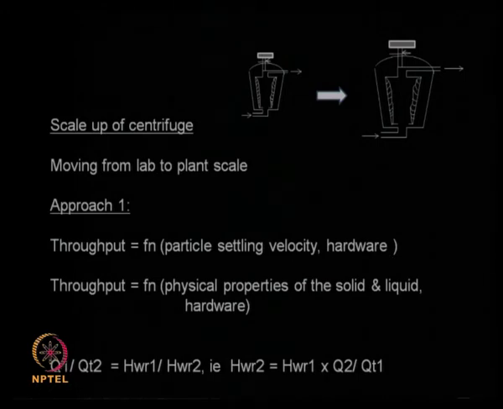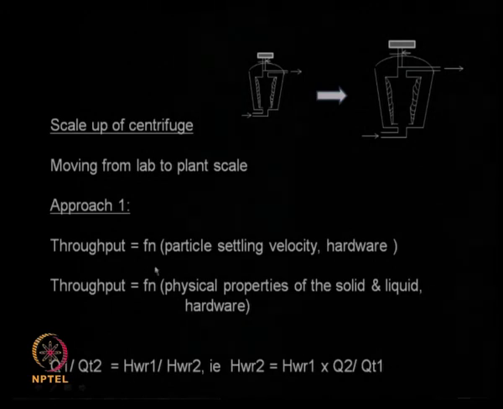Hardware means the RPM, the height of the centrifuge, the diameter of the centrifuge, and if you had a disc centrifuge, the number of discs, those are the hardware details. Particle settling velocity involves the physical properties of the solid and the liquid, like the diameter of the solid, viscosity of the fluid, density of the fluid, density of the solid and so on actually.